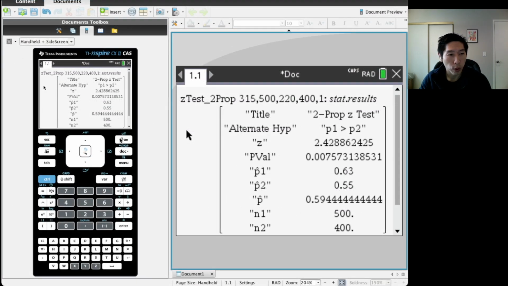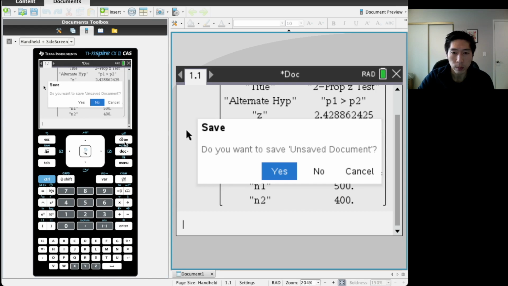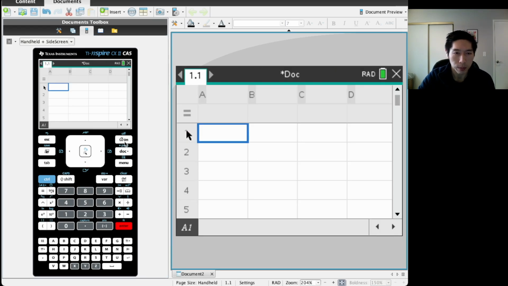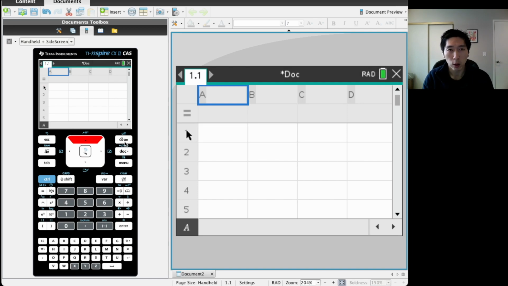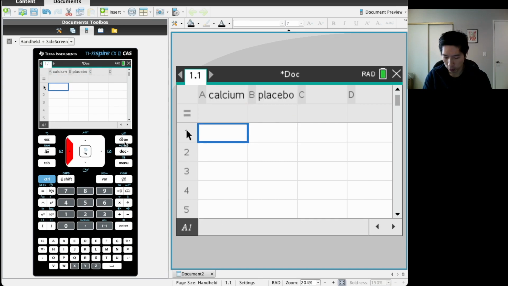So we have all this stuff on our calculator. We want to clear it. So we're going to hit the home button and we're going to create a new document. We don't want to save all this. We want to add list and spreadsheet. And then we're going to title one of them calcium and the other one placebo. And then we're just going to fill in our data.